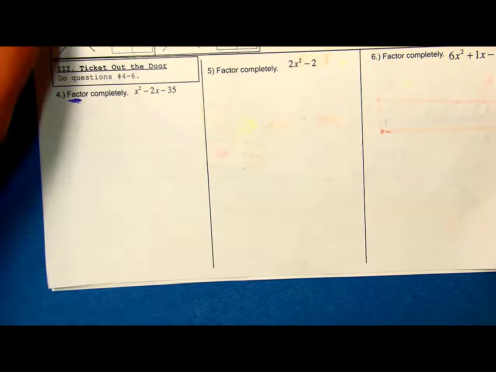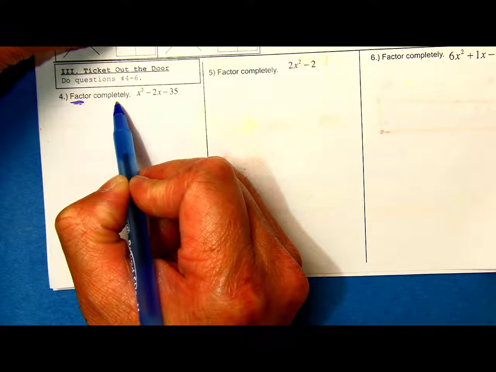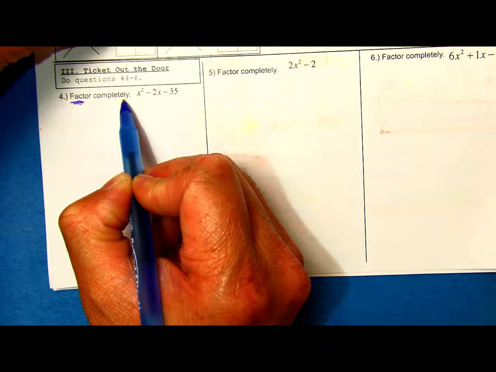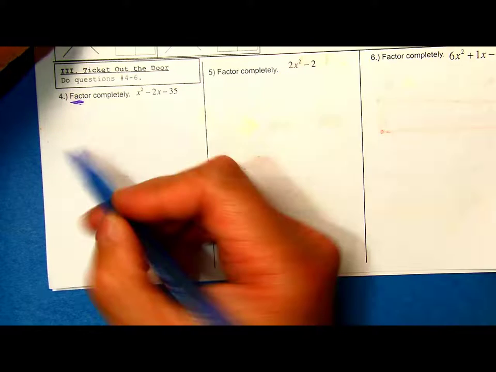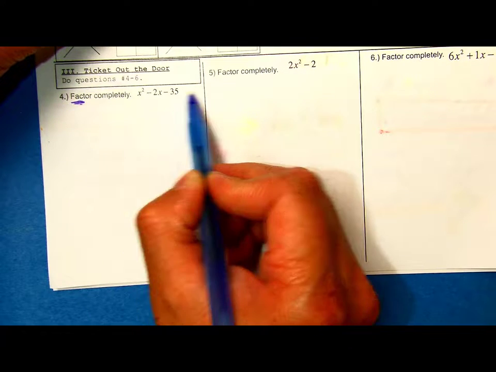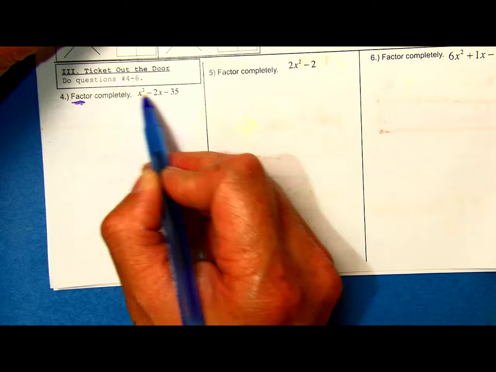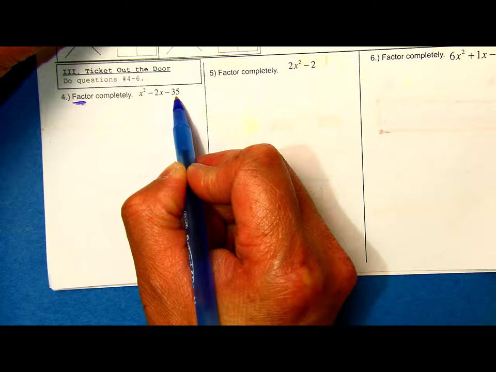Hey guys, let's go over this ticket out the door. Questions 4 to 6 says factor completely. And you'll notice that these questions, you're not quite sure where to start, so just go through your directions. Because it says factor, I don't need to set it equal to 0. The next one is to figure out if it has a greatest common factor. 1, 2, and 35 do not have anything in common.